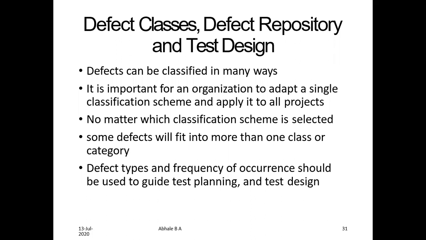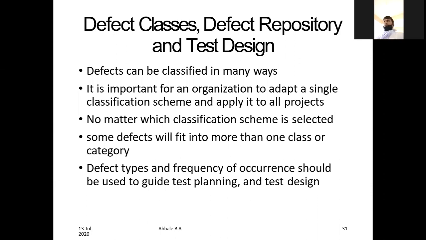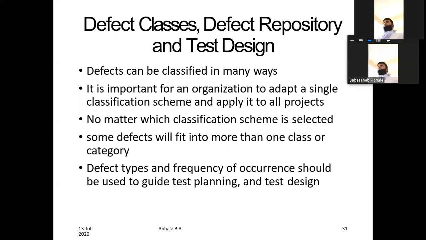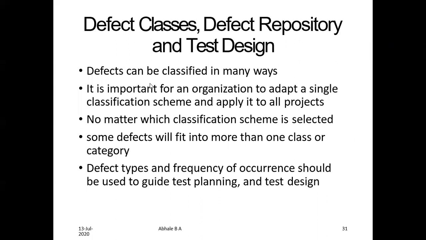Then defect classes. So we can say severe defects, very severe, continuous failure. So some classes are there regarding the defect based on their occurrence. So defect classes, defect repository, and test design. Defects can be classified in many ways. So it is important for an organization to adopt a single classification scheme and apply it to all the projects.